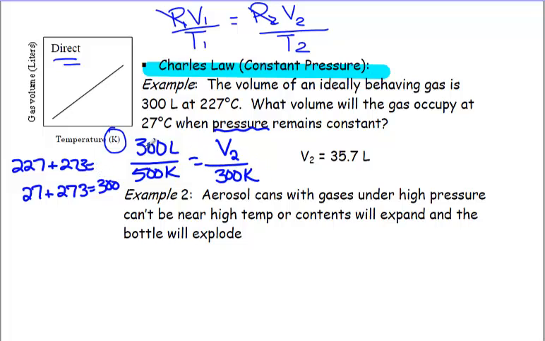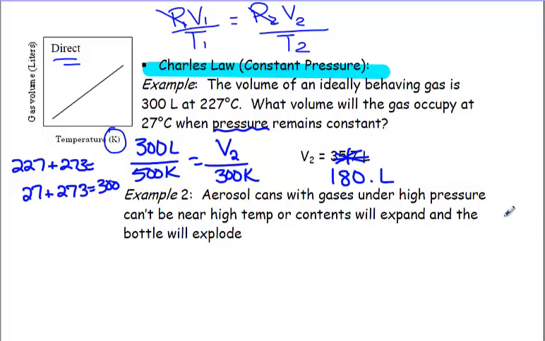Now cross multiply or divide this out, multiply by 300, and you actually get, this is incorrect in your notes. This is based on leaving it at degrees Celsius, which is incorrect. It has to be in Kelvin when we do these equations. So your answer is going to be 180 liters.